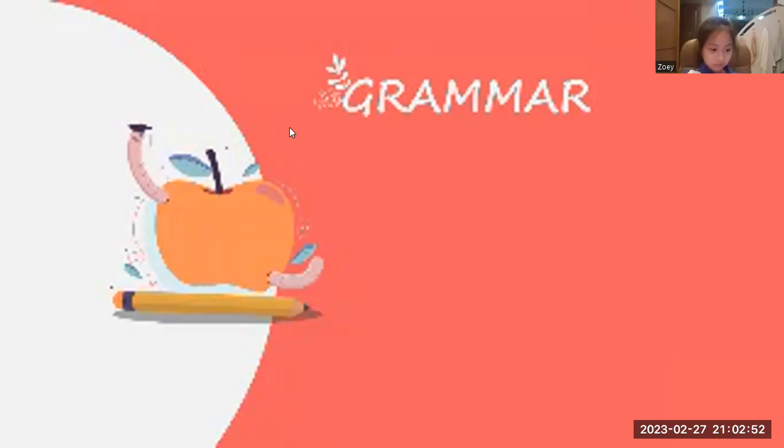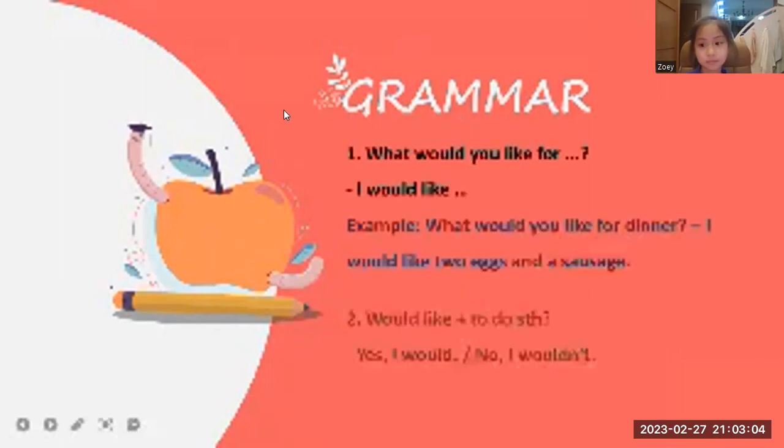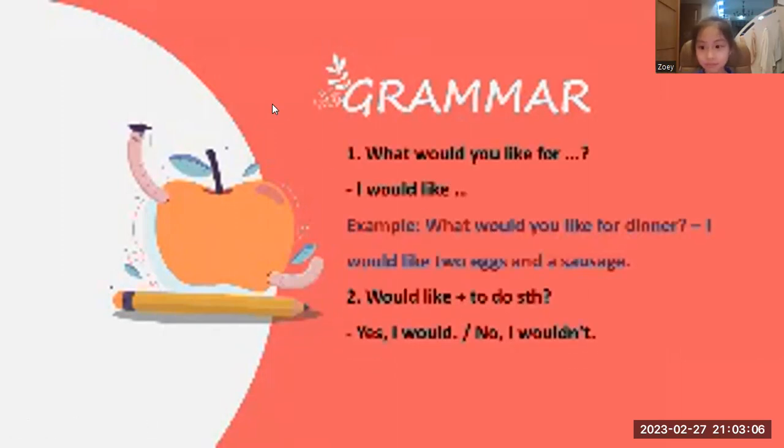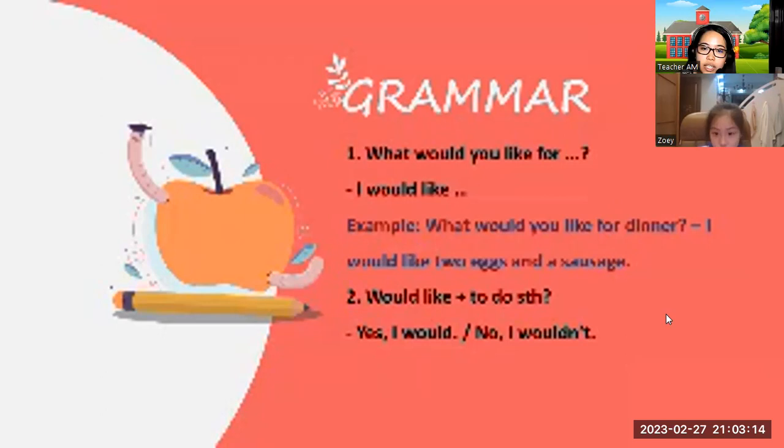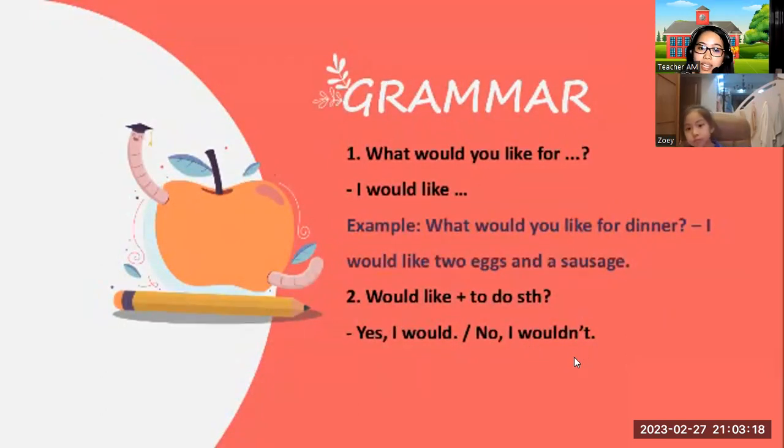Okay, so today, Zoe, we will continue our lesson from last night. So we are now in our grammar. Is that correct? Okay, so last night, Zoe, we discussed grammar. For example, what would you like for dinner? Then you will say, I would like to eat bread and chocolate.